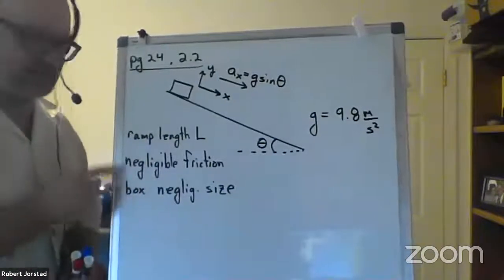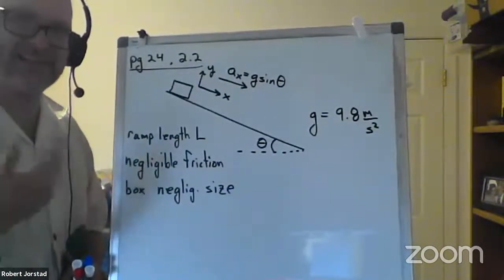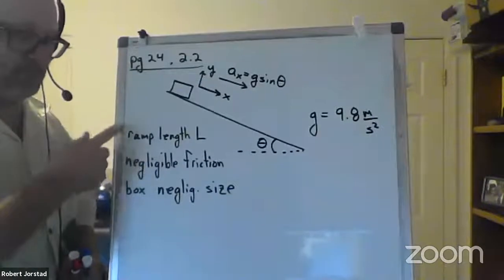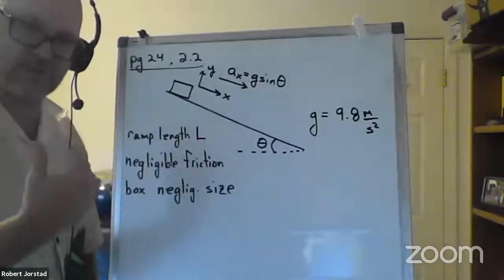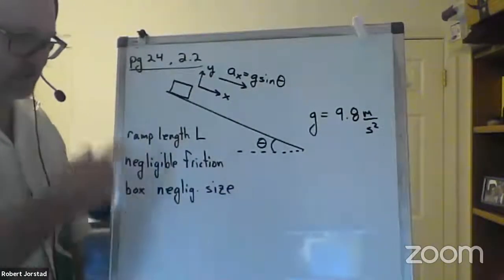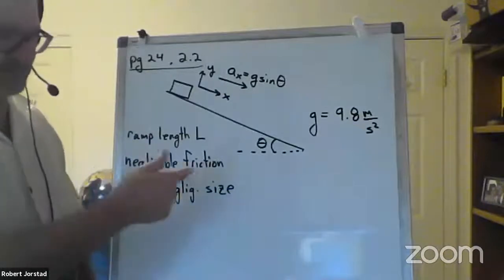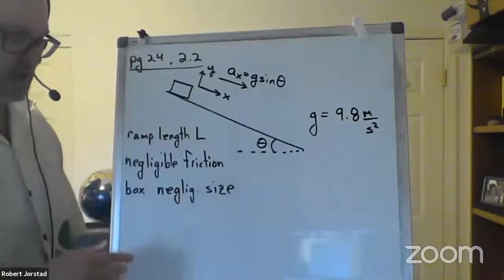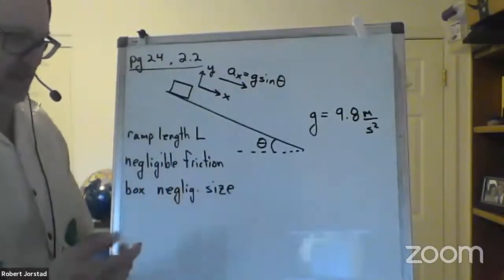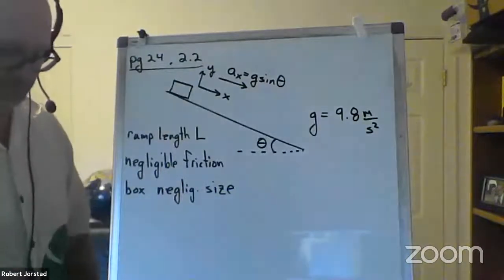So notice this stuff was written in the problem statement. I didn't need to write it down, but by putting it here, it's on my workspace wherever I'm doing the problem. So I can look at that immediately and remember, oh yeah, friction. I don't need to worry about friction. Oh yeah, I don't need to worry about the size of the box. Oh yeah, the ramp length was L.